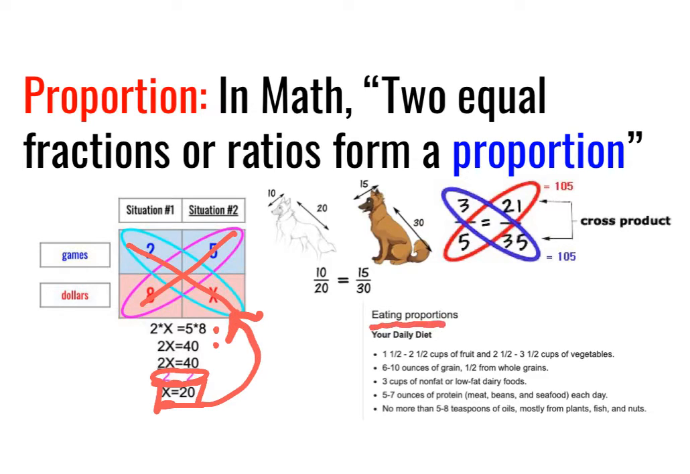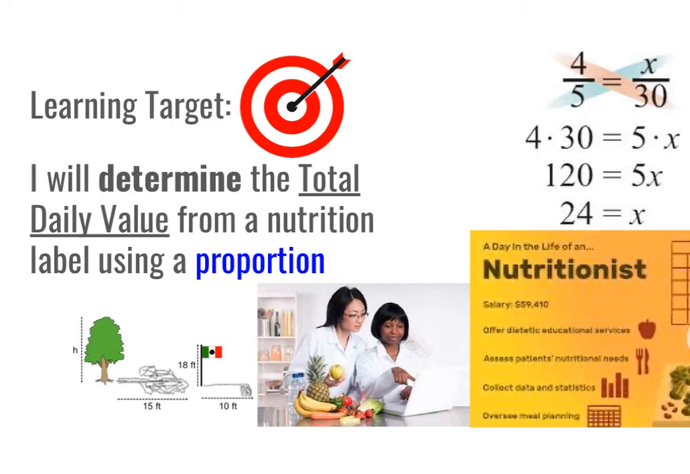Our diet also consists of proportions, how much of each thing we should eat to stay healthy. Our learning target is I will determine the total daily value, how much we can have, from a nutrition label using a proportion. Who uses this?